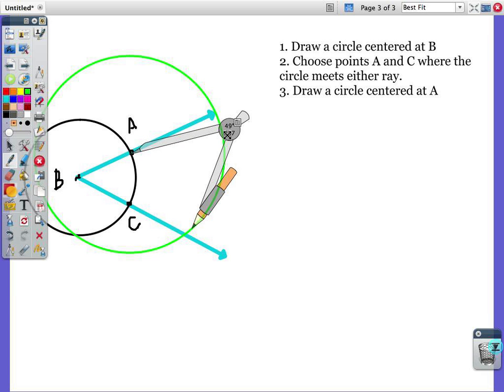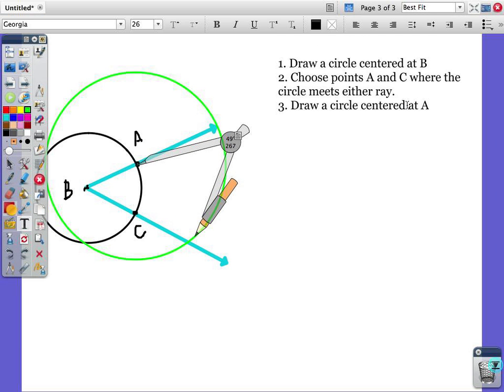Draw another circle centered at C. Does it matter how big that circle is? Yes. What size does it need to be? Radius BC.